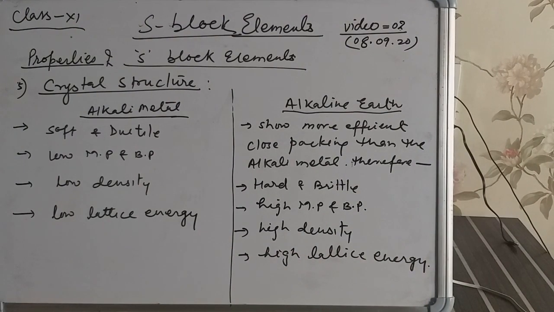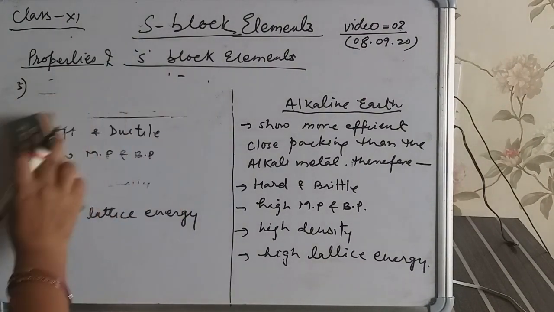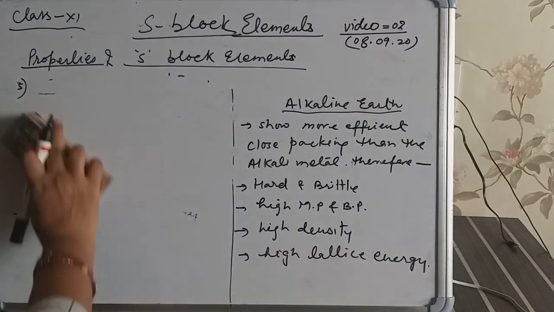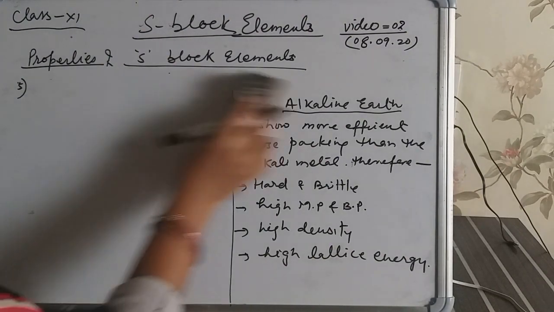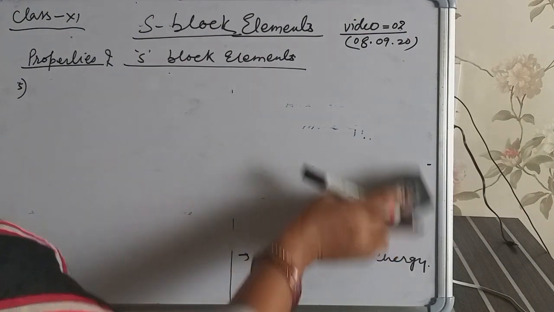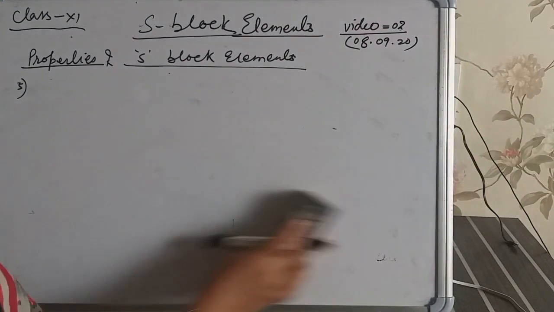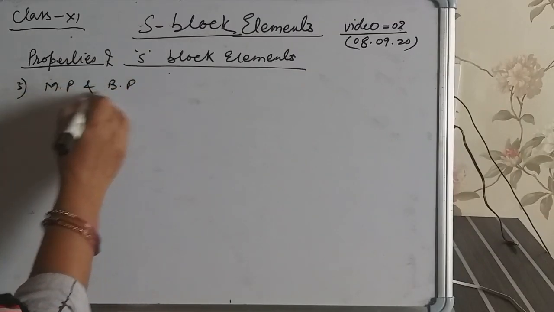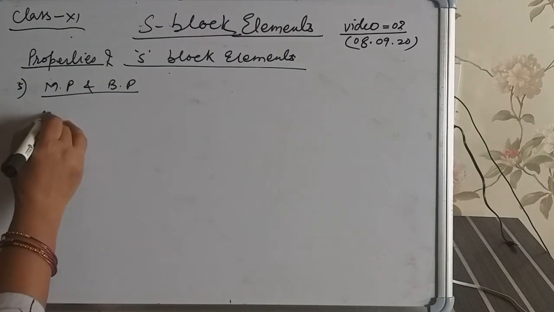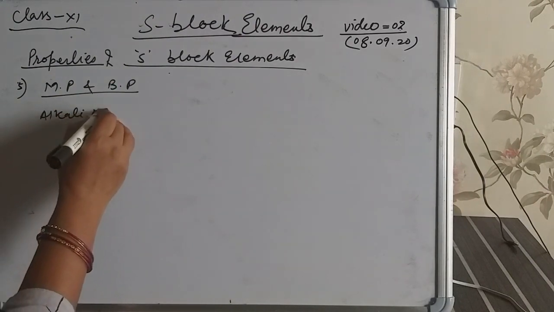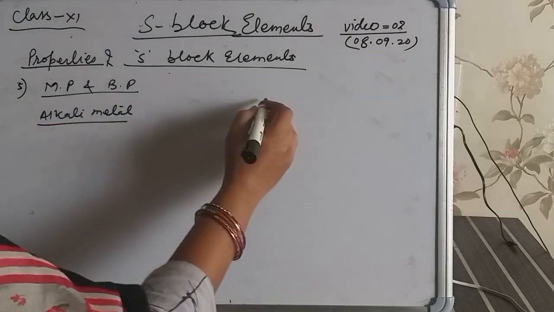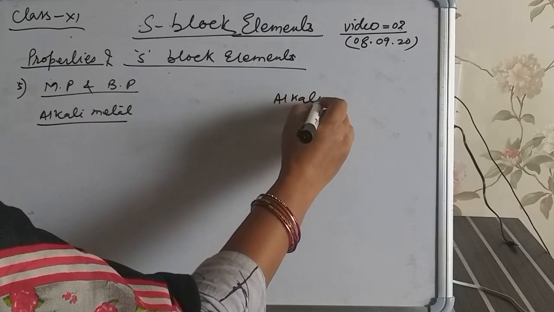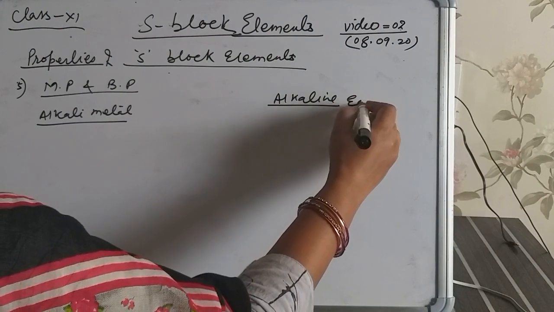So the next property is the melting point and boiling point, comparing group 1 and group 2, meaning the alkali metal group and the alkaline earth metal group.